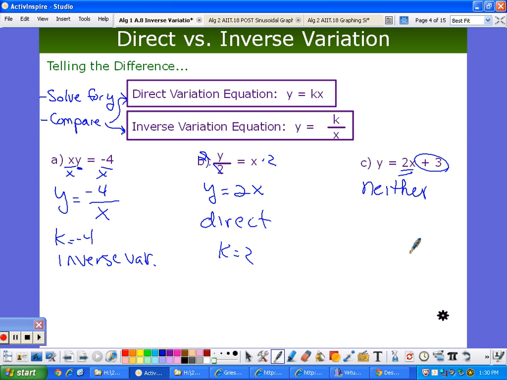So again, this is stuff we've done before. Solve it for y, decide if it's direct or inverse or neither. Compare it to the model function. Well, we're going to look at that. Hang on, we're going to look at that.